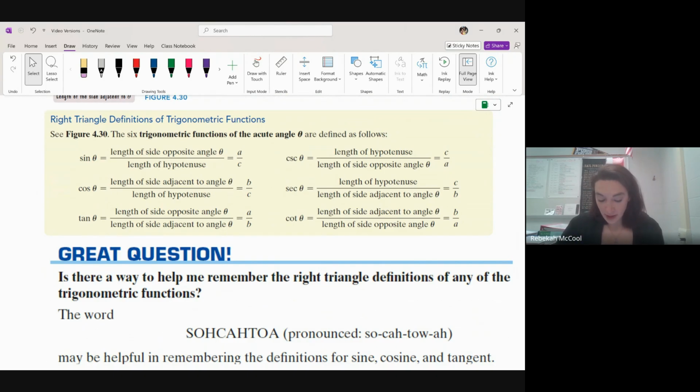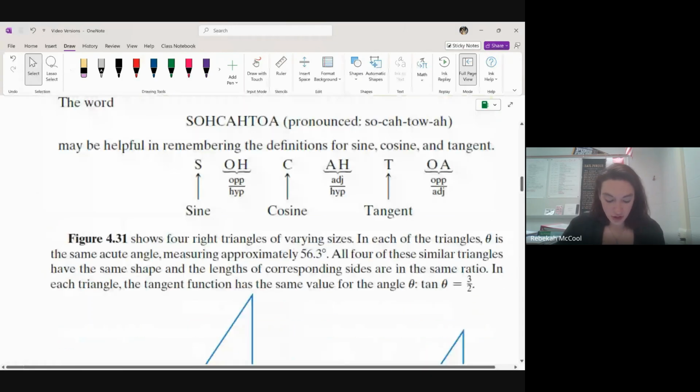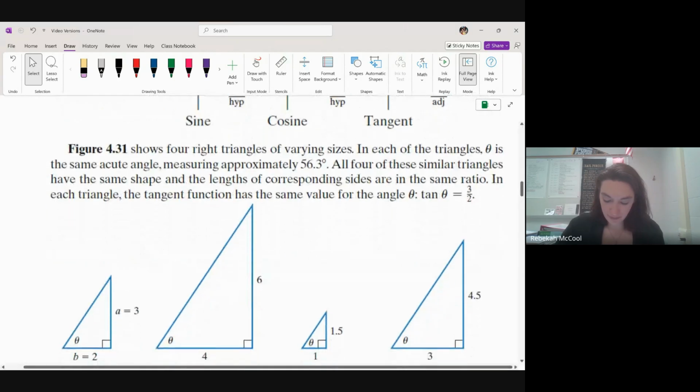So a reminder of how we can remember these definitions is that phrase SOHCAHTOA. So the SOH part represents sine being opposite over hypotenuse. CAH is our cosine, adjacent over hypotenuse, and TOA is our tangent, which is opposite over adjacent.